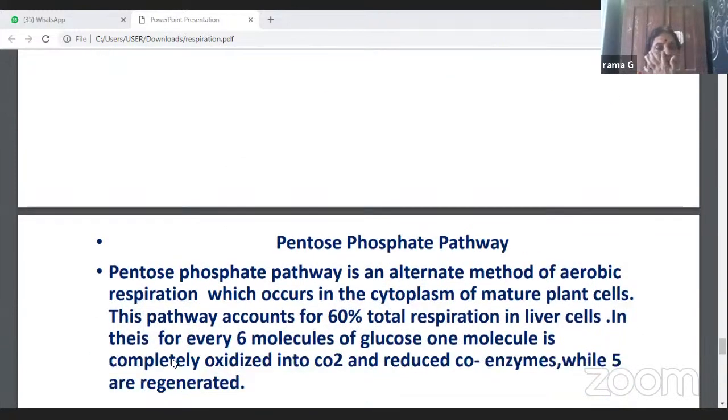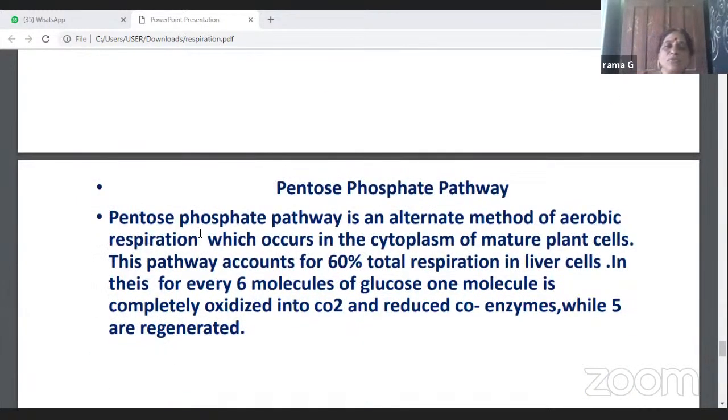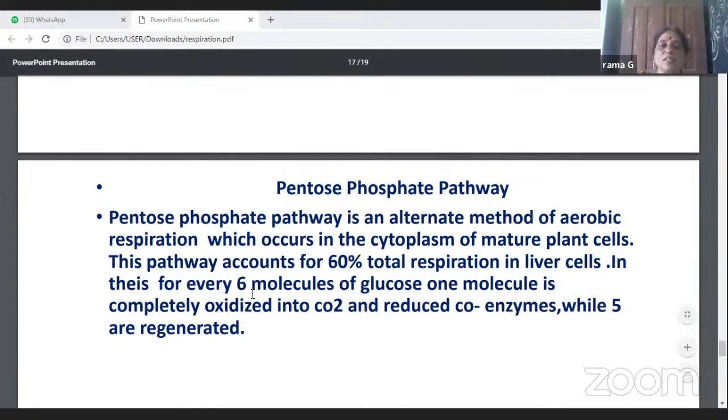Next, the pentose phosphate pathway. The pentose phosphate pathway is an alternate method of aerobic respiration. We know aerobic respiration is very clear, but there is a substitute pathway called the pentose phosphate pathway, which occurs in the cytoplasm of mature plant cells. And this pathway accounts for 60% of total respiration in liver cells, not in all, especially 60% in liver cells.